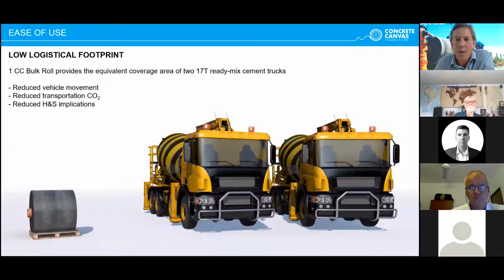So to illustrate that, this slide demonstrates it very well. So for example, a single pallet of concrete canvas, as I say, can surface around 200 square meters, and that's equivalent in 100 millimeter surfacing of around 2 17-ton ready-mix trucks. So for erosion control type applications, a single pallet can replace typically 2 ready-mix trucks. So there's a big benefit in terms of logistics.